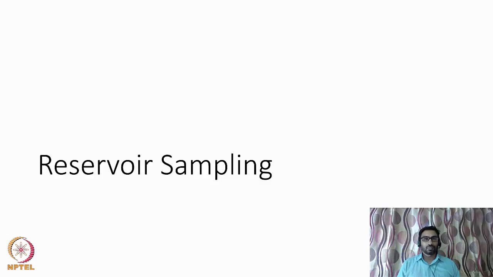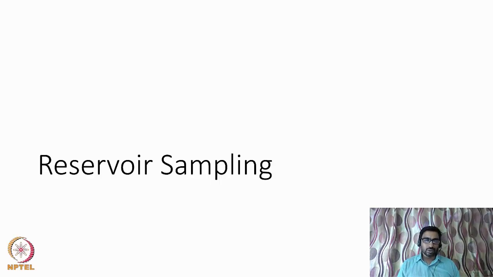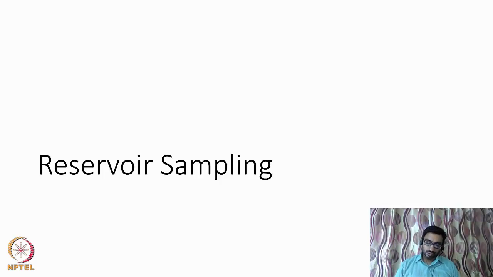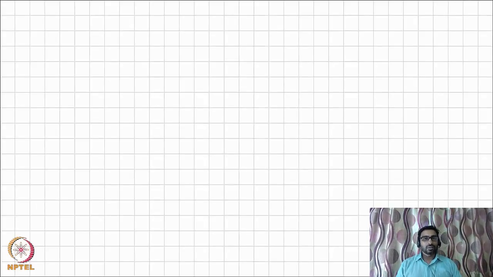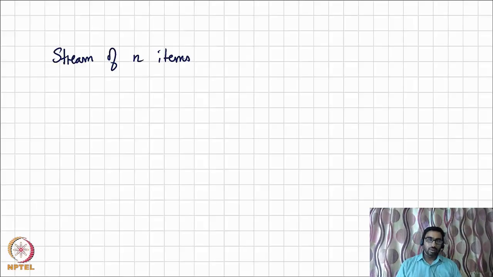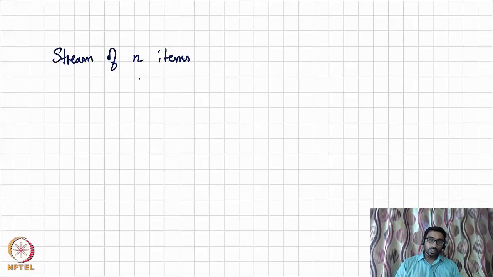In this segment, we're going to talk about sampling from a stream. So we're going to assume that our stream has distinct items. This is not essential, but it helps to keep the problem clean and simple. So we have a stream of some n items that are showing up, but we don't know n.